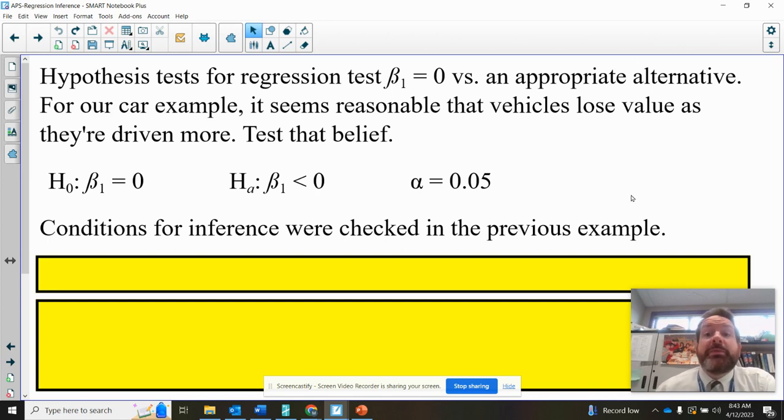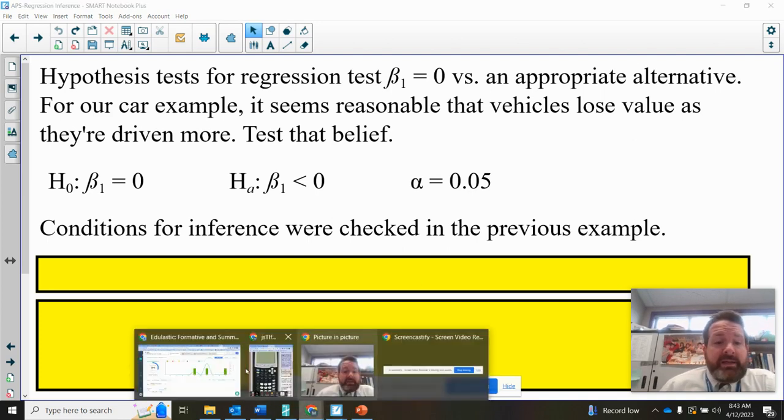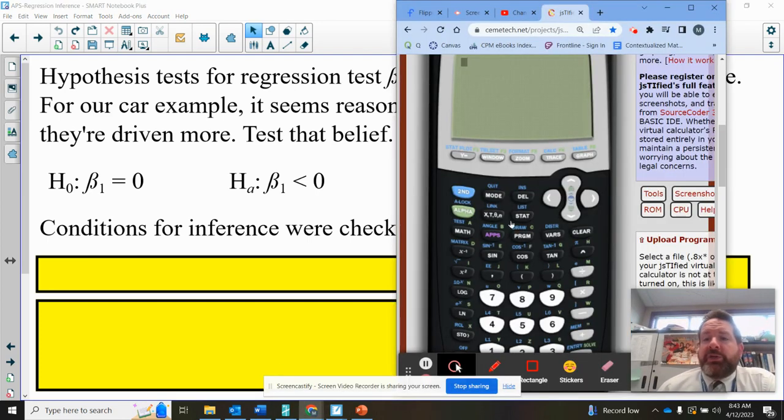The good news for us, we already checked the conditions in the confidence interval example. So let's just run the test. Back to here. You should have the same data, so I'm just going to double check. Sure enough, L1, L2 is miles and price.